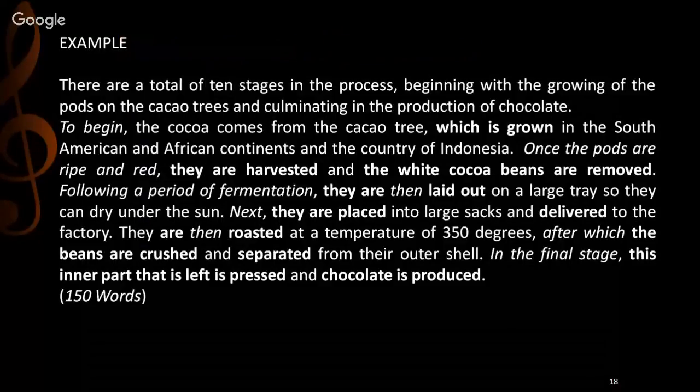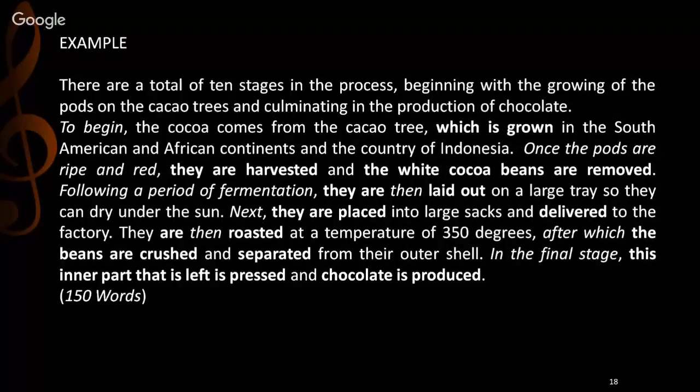Example: there are a total of 10 stages in the process, beginning with the growing of the pods on the cacao tree and culminating in the production of chocolate. To begin, the cocoa comes from the cacao tree, which is grown in South American and African continents and the country of Indonesia. Once the pods are ripe and red, they are harvested and the white cacao beans are removed. Following a period of fermentation, they are then laid out on a large tray so that they can dry under the sun. Next, they are placed into large sacks and delivered to the factory.